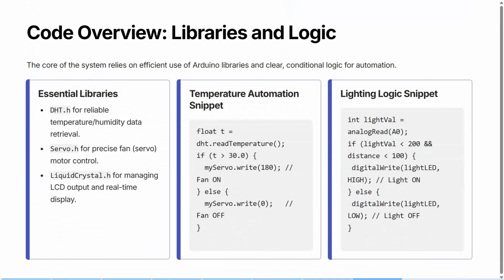Here is a brief overview of the libraries that we use in the project. The essential libraries are DHT.h, which is used for the DHT11 sensor to read the temperature and humidity. Servo.h is used for the servo motor, and LiquidCrystal.h is used for the LCD display.